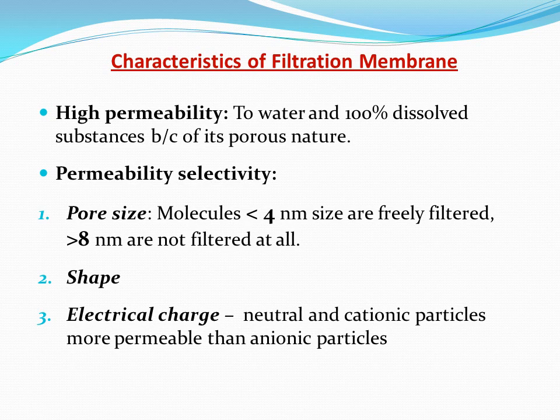But for substances between 4 and 8 nanometer, it will be selective. Suppose the substances are negatively charged, that means anionic, then they will not be filtered, because the membrane being negatively charged will repel them. But if they are cationic, then they will be easily filtered. So that we will see.